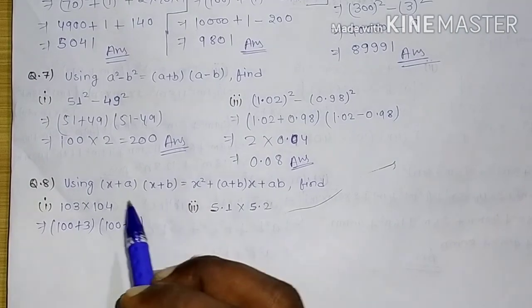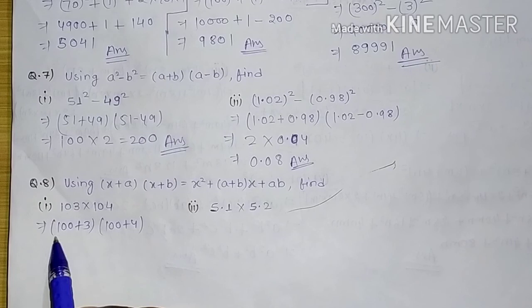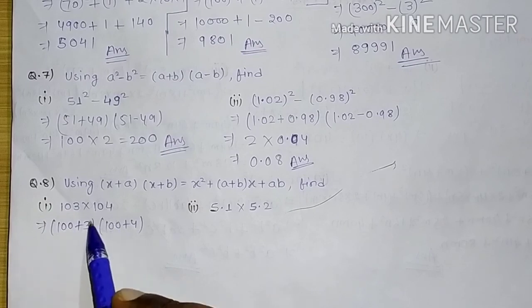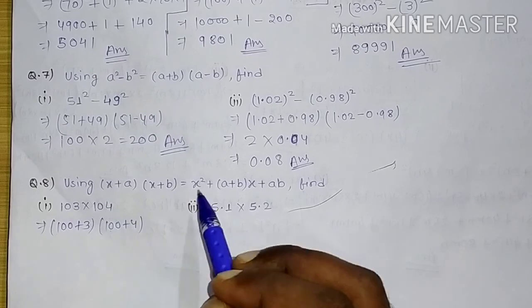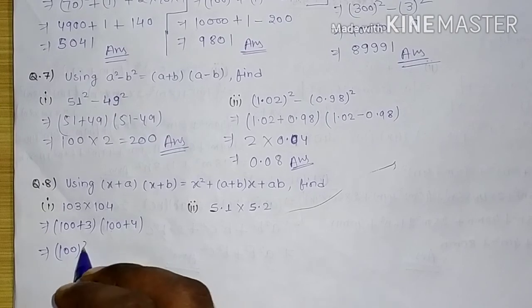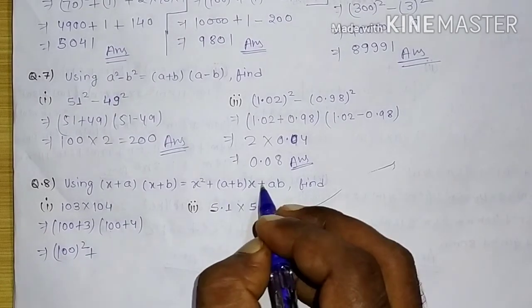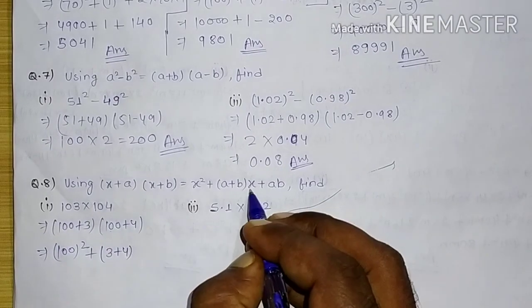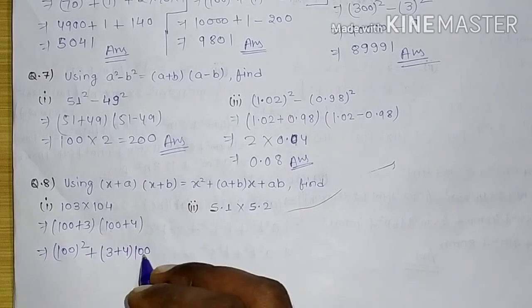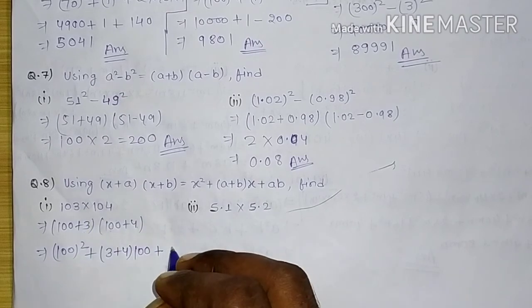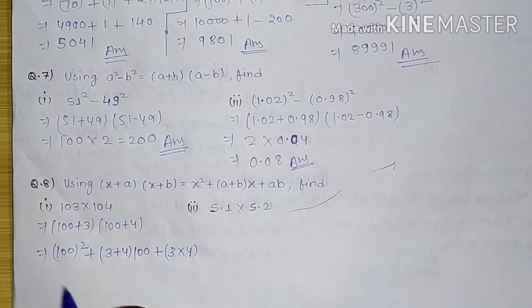The identity given is x plus a, x plus b. So this expression is in the form of x plus a and x plus b, where x is equal to 100 and a is equal to 3 and b is equal to 4. The formula will be x square, that means 100 square, plus a plus b into x. So a is 3 and b is 4, so 3 plus 4 into x, x will be 100, plus ab, so 3 into 4.